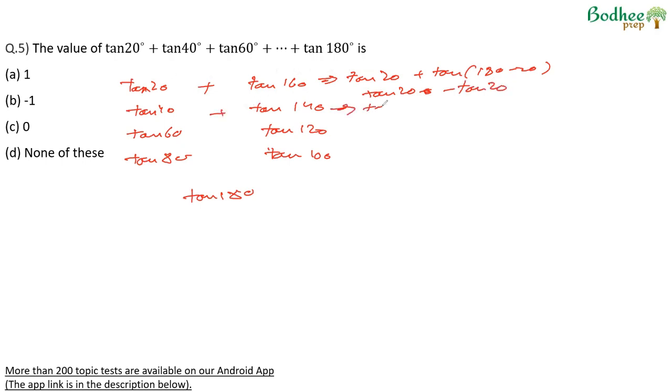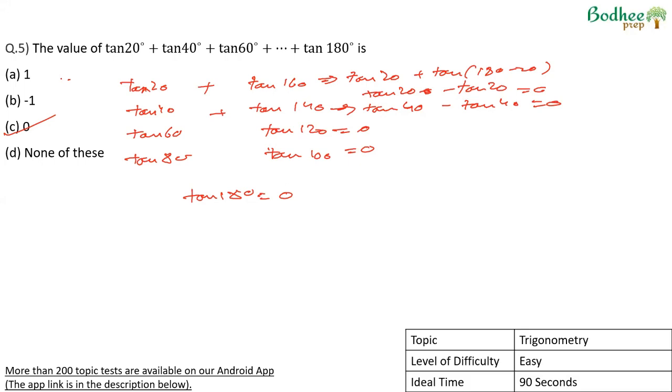Similarly, this will be tan 40 and minus tan 40, 180 minus 40. So the sum of these two will also be 0. Similarly, the sum of these two will be 0, and the sum of these two will be 0. And we know that tan 180 is 0 in itself. Therefore, two terms at a time, 4 pairs will add up to 0, and tan 180 is 0. Therefore, overall the answer will be 0. Again, an easy question. Not more than a minute and a half to solve.